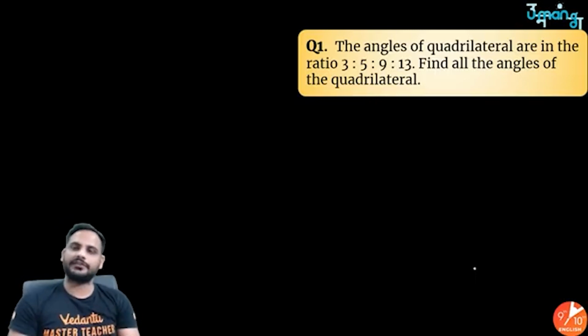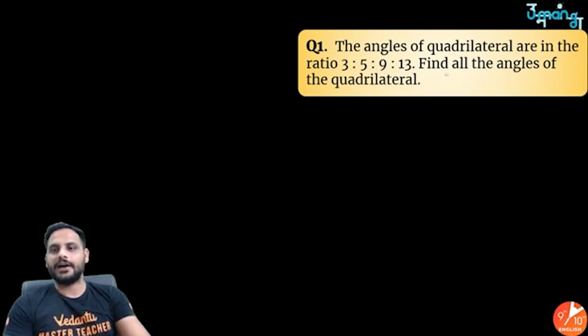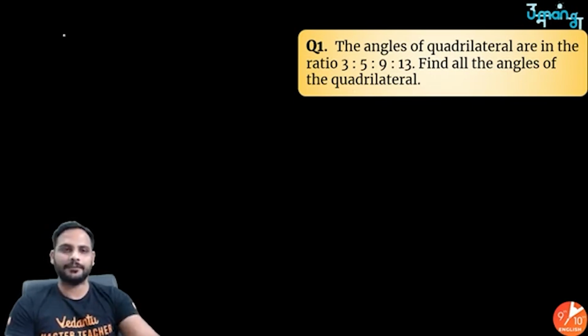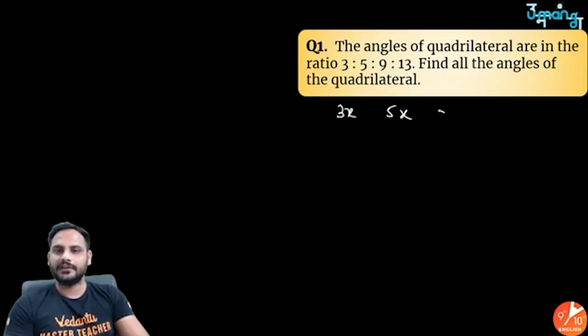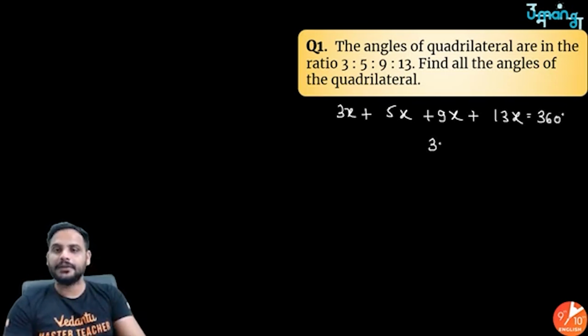So the first question is this: the angles of a quadrilateral are in the ratio 3:5:9:13. Find all the angles of this quadrilateral. So if the ratio of the angles is given like this, I can say the angles are 3x, 5x, 9x and 13x. And since they all are angles of a quadrilateral, their sum will be equal to 360 degrees. So 3 plus 5, 8, 8 plus 9, 17 plus 13, 30x is equal to 360. So x is equal to 12 degrees.